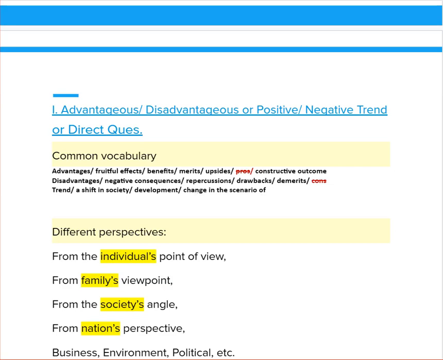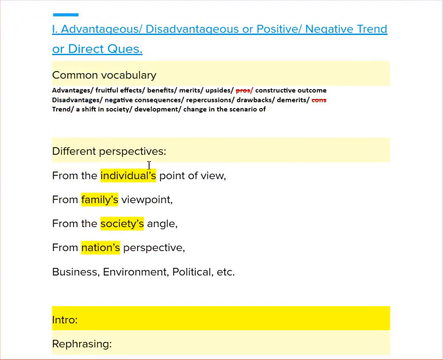Now the vocabulary of different perspectives: from the individual's point of view, from the family's viewpoint, from the society's angle, from the nation's perspective, business, environmental, political, etc.